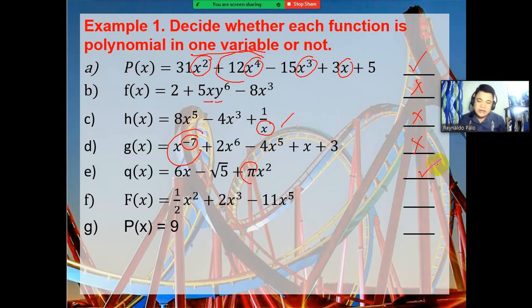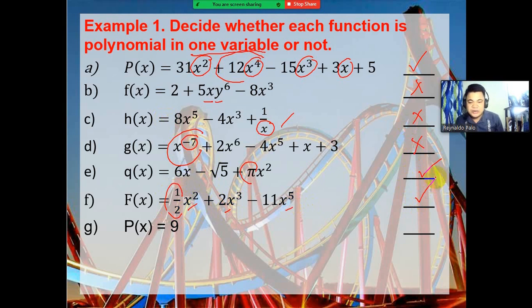Now let's have letter F. F of x equals 1 half x raised to the power of 2, or 1 half x squared plus 2x cubed minus 11x raised to the power of 5. Now in this case, guys, as you can see, this one is a fraction, but that's not a problem for as long as the variables are correctly written and there's no problem with the variables, it is still a polynomial function.